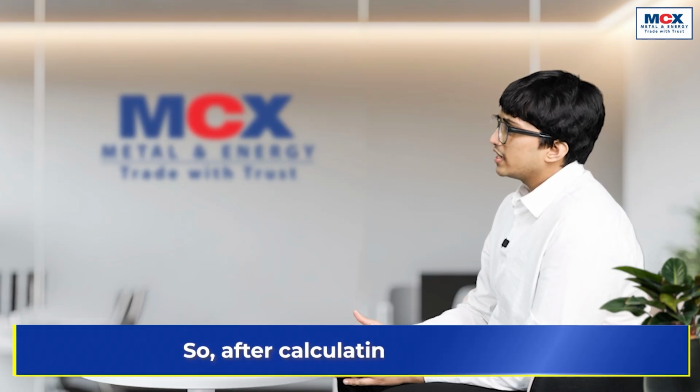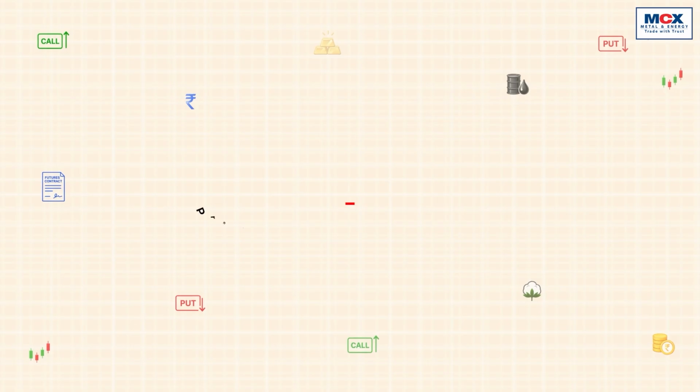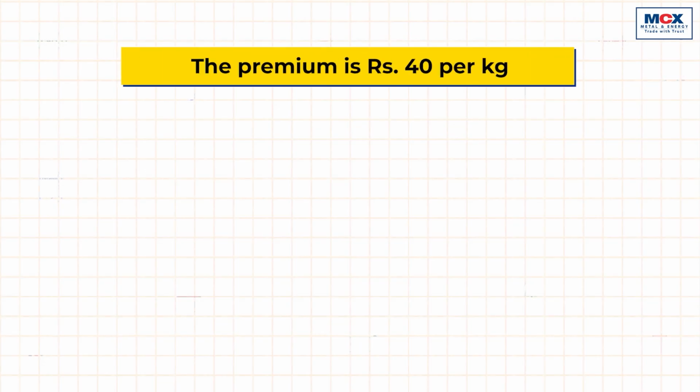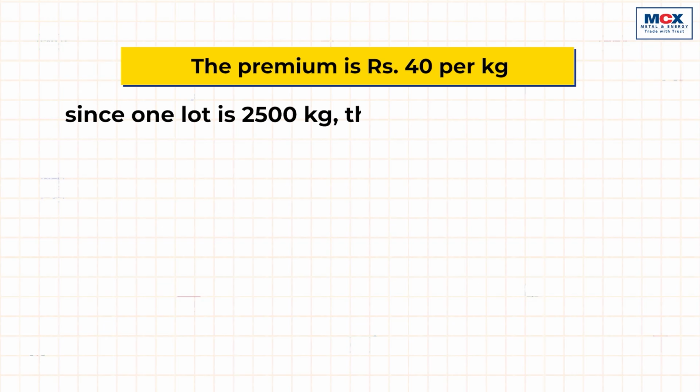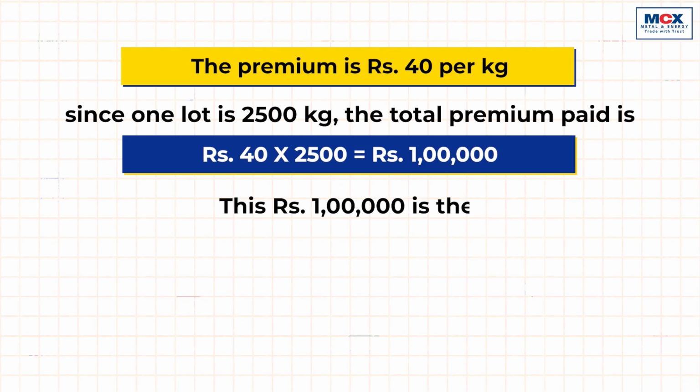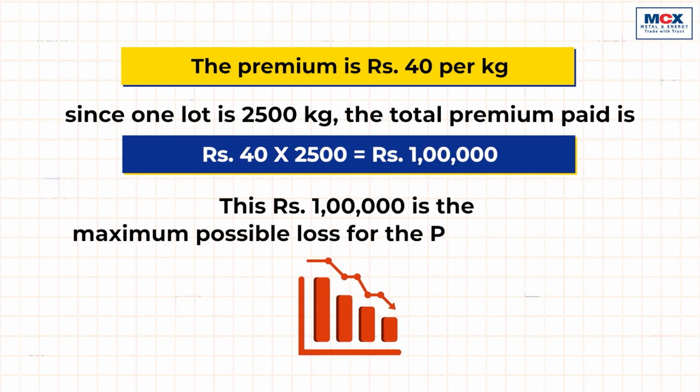So, after calculating the payoff, simply subtract the premium? That's right. Premium paid for one lot. The premium is Rs 40 per kg. Since one lot is 2500 kg, the total premium paid is Rs 40 into 2500, which equals Rs 1 lakh. This Rs 1 lakh is the maximum possible loss for the put option buyer.